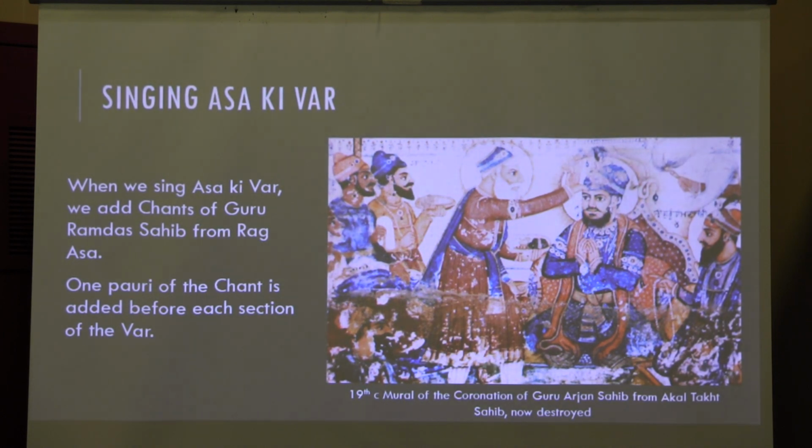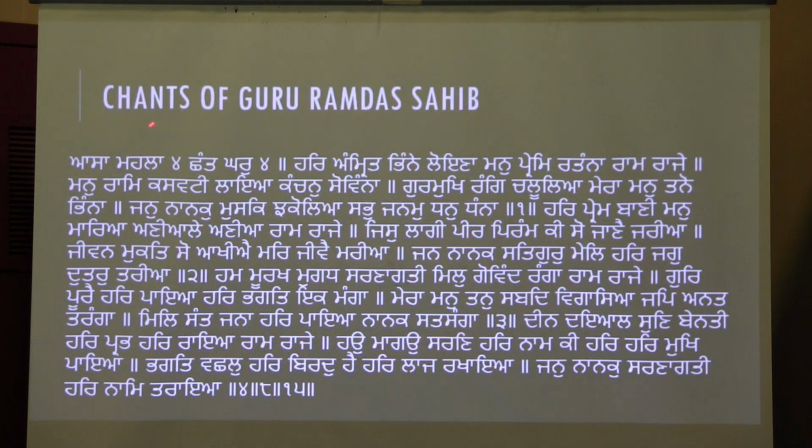And so when we sing Asa Ki Vaar, here's one chant of Guru Ramdas Sahib Ji, for example. Okay? So this is the first one that we sing at the beginning of Asa Ki Vaar. So when it appears in Guru Granth Sahib Ji, it has 4 pauris in it. Do you see that?